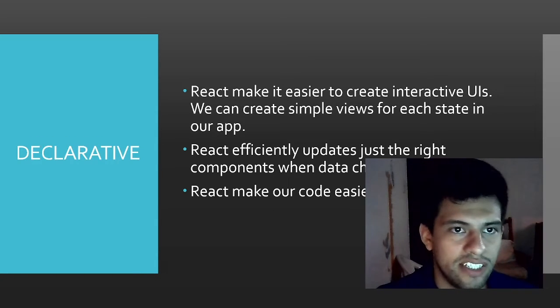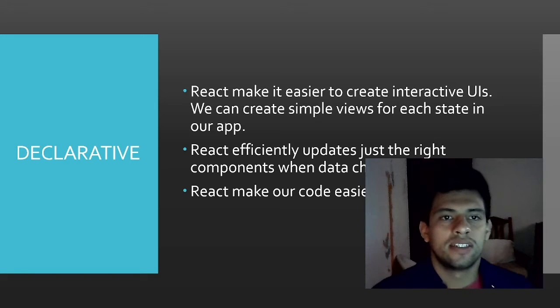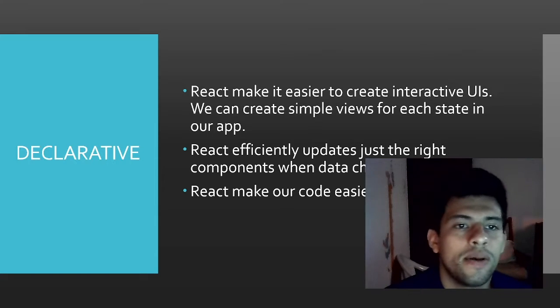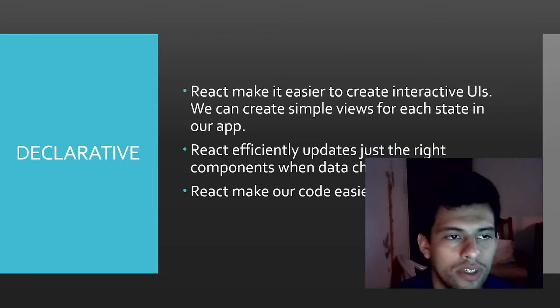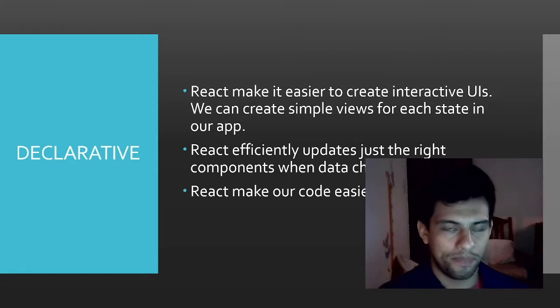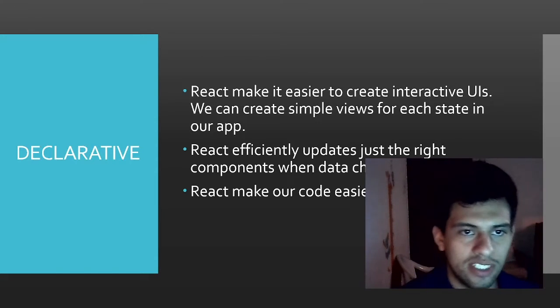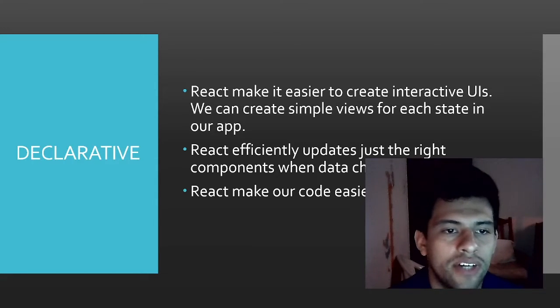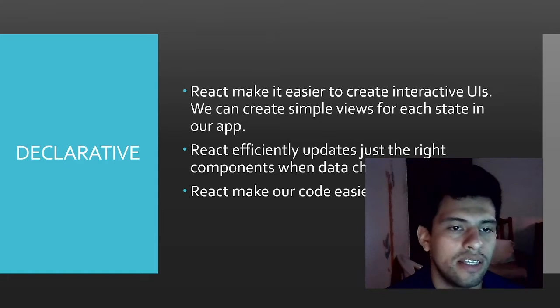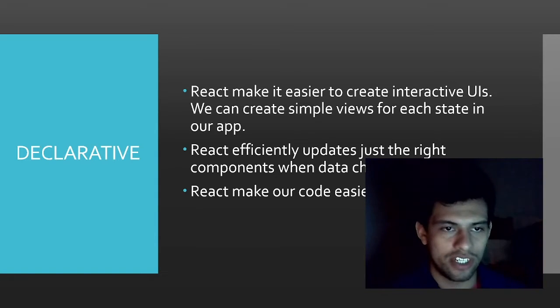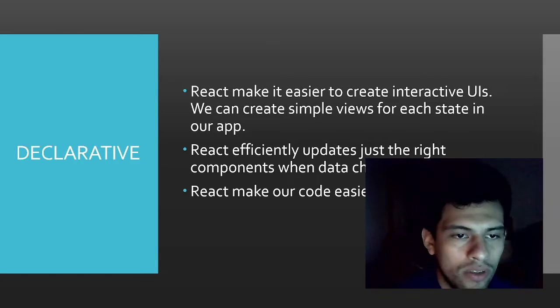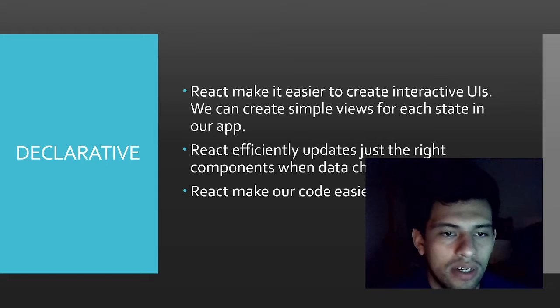React is declarative. It makes it easier to create interactive UIs, where we can use states to manage the content that our app is showing, and React just updates the values or state of each component when it's needed. Also, React makes our code easier to debug.